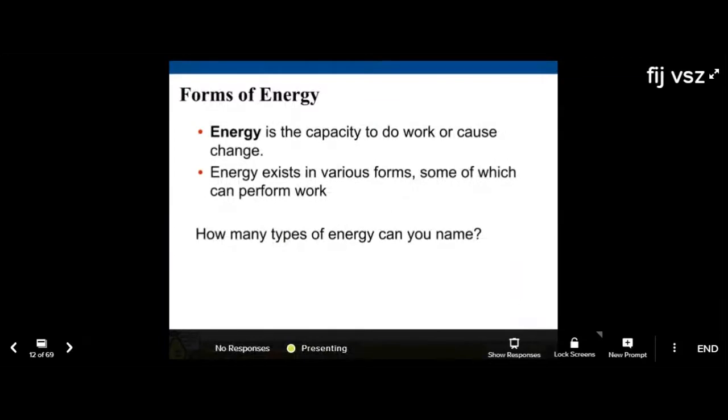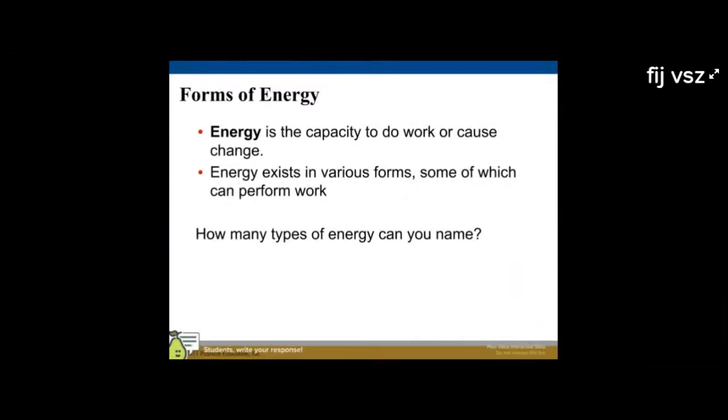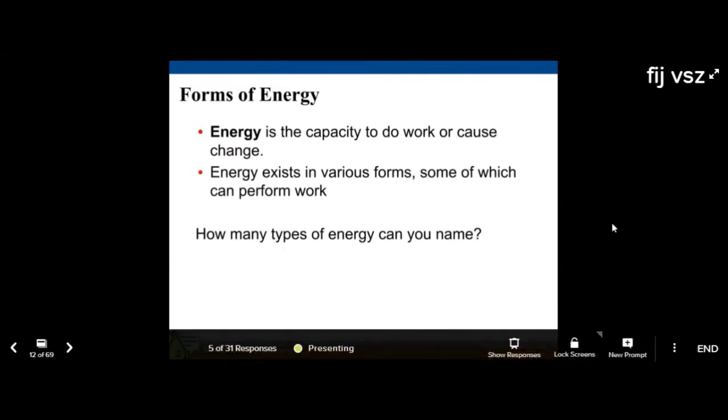Forms of energy. Okay, energy is the capacity to do work or cause change. It exists in various forms. Here's where you get to show me some written work. How many of these can you name?